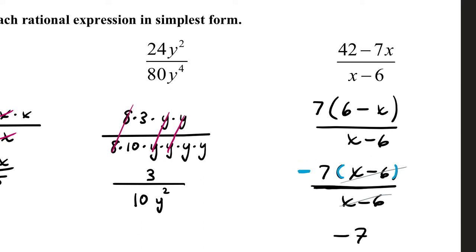So that's what's highlighted in blue, is I turn 6 minus x around to x minus 6. That way I can cancel it with the factor from the denominator, but I have to have that negative sign there to maintain proper signs.